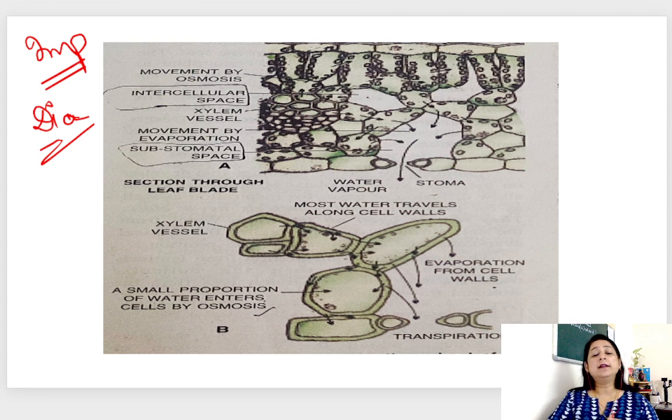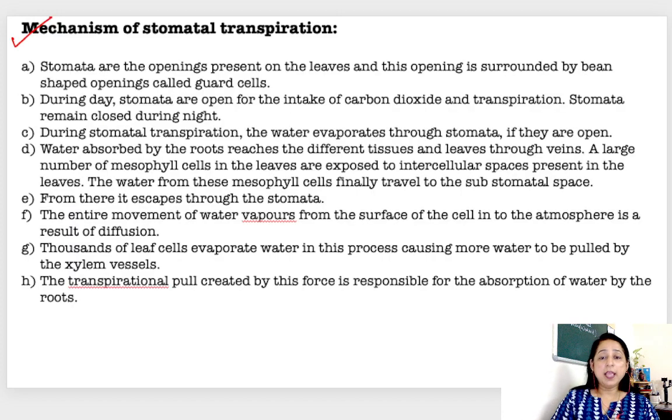So stomatal transpiration ka mechanism is this. This is the picture. I have taken this picture because it's important. Mechanism of stomatal transpiration. Stomata, we all know, are openings and all. What happens during the day? They are open and the intake of carbon dioxide is also taking place, and they close during night. During stomatal transpiration, water evaporates through stomata.